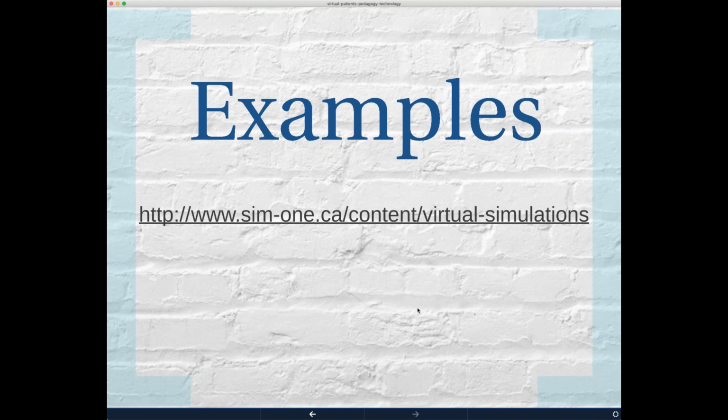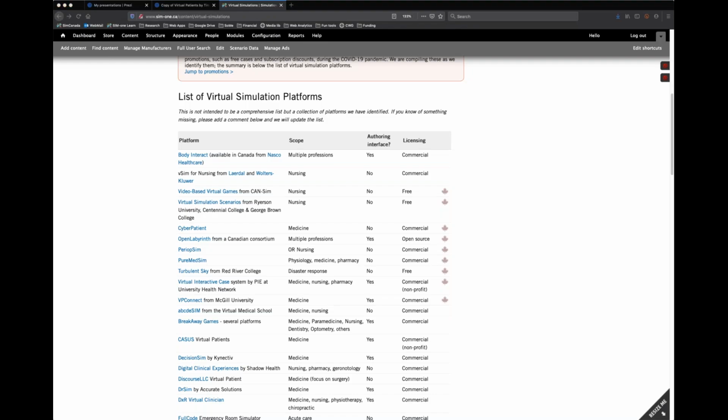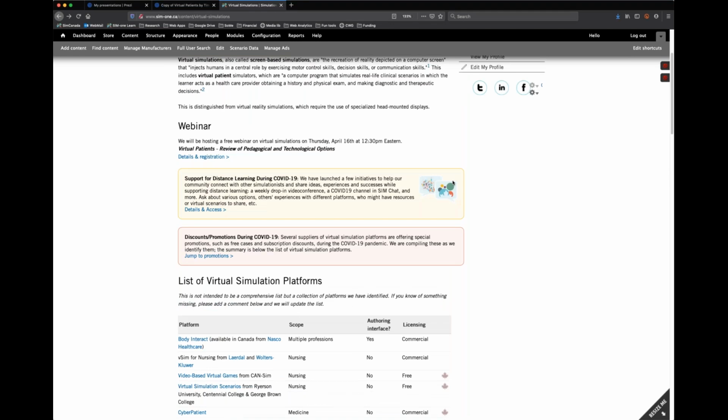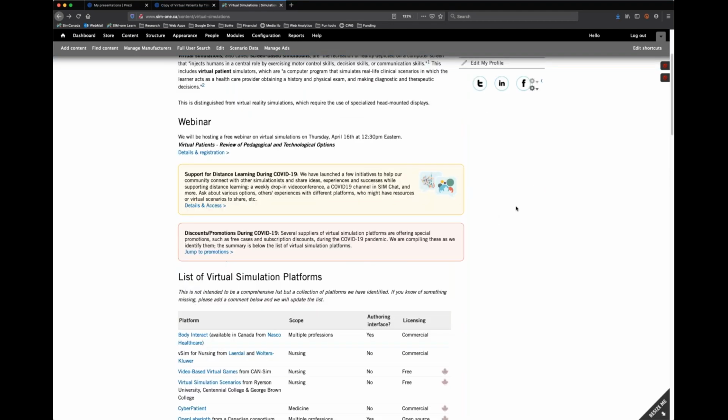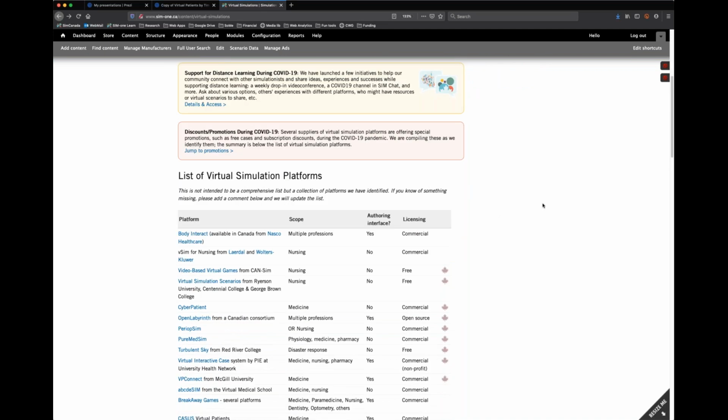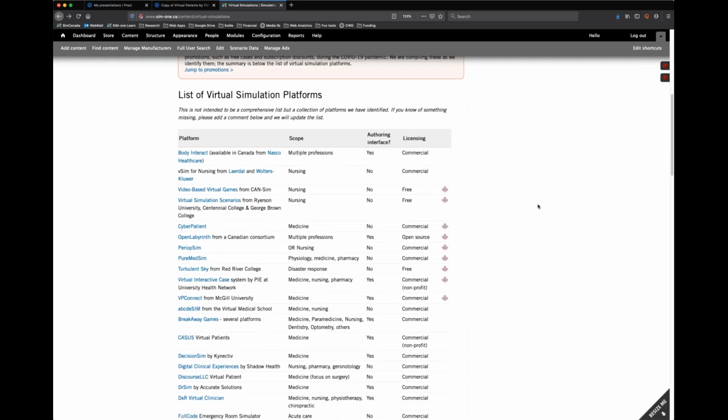Over the past couple weeks, we've been trying to compile virtual simulation platforms that we've come across. And so the link I show here takes us to the page where we've compiled that. I'm just going to switch over my screen sharing to my web browser here. There we go. So here's the page we've put together listing virtual simulations. I've tried to cluster the Canadian ones near the top.